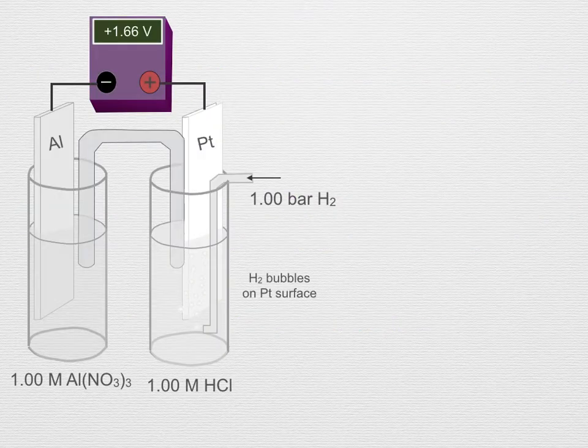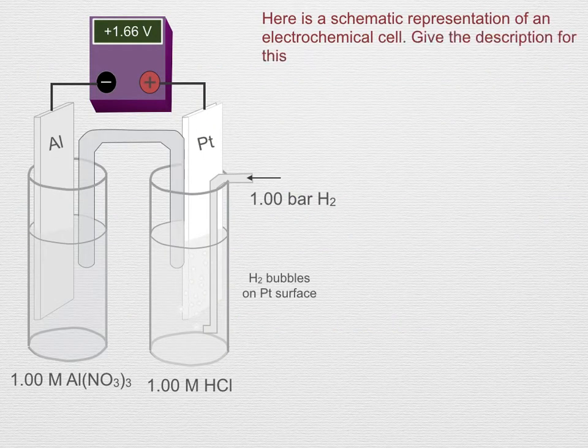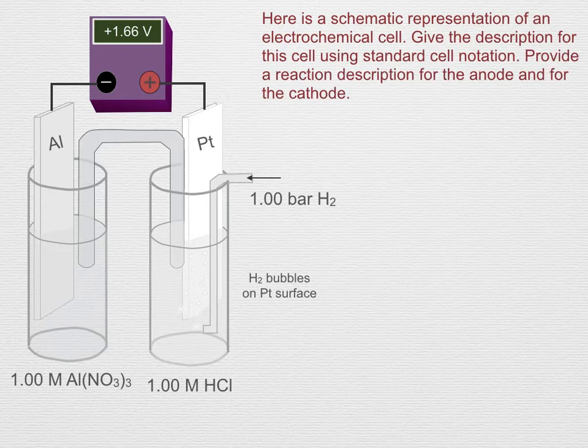Now here's another cell. As before, the description for this cell using standard cell notation is sought. Provide a reaction description also for the anode and for the cathode. This presents a new feature in cell design. The cathode uses a platinum electrode, but the platinum is not part of a redox process.